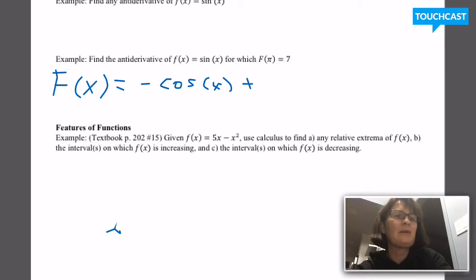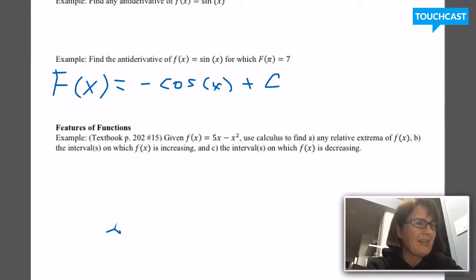But there could be some number added or subtracted here on the end. We're going to call that capital C, just for constant. That's a convention that you'll find used throughout calculus. So now I'm looking for some function. It kind of looks like this. It looks like negative cosine of x plus something. This is most of my answer, but I haven't finished. I haven't given a final answer until I can figure out what that something is.